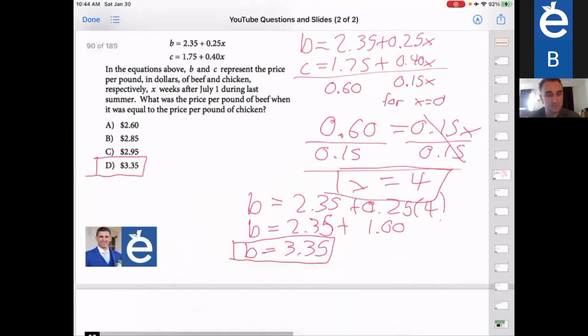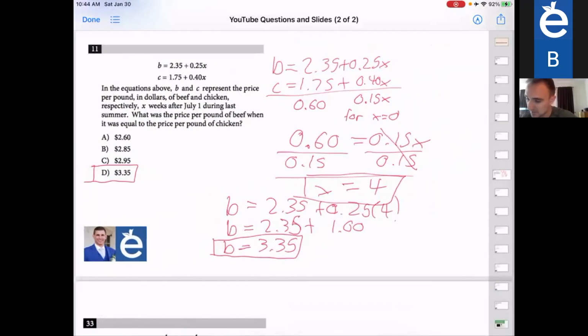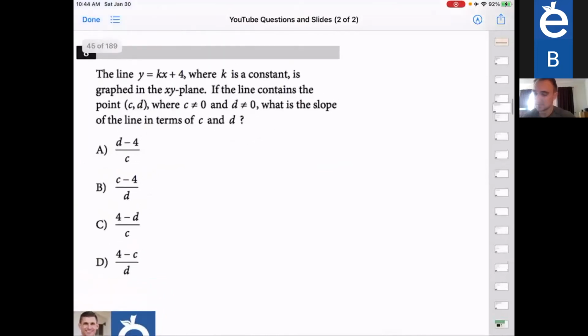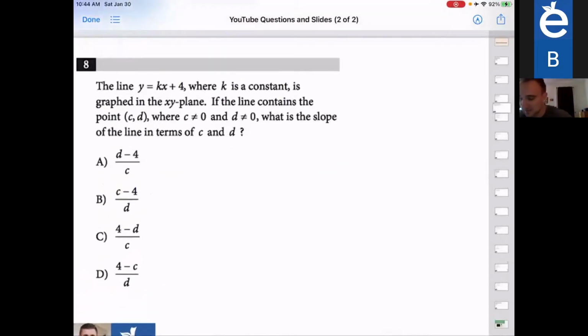All right. So let's move on to linear models. So we're going to jump back. This will be on page 45 of the PDF. We'll go there now. Number 8 says the line y is equal to kx plus 4, where k is a constant, is graphed in the xy plane. If the line contains the point C, comma D, where C is not equal to 0 and D is not equal to 0, what is the slope of the line in terms of C and D?